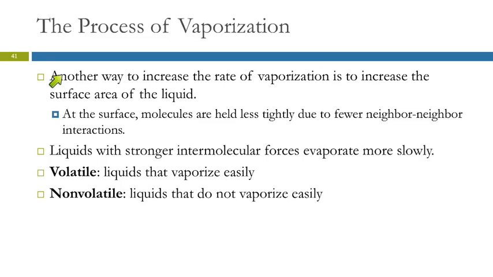Another way to increase the rate of vaporization, besides increasing the temperature, is to increase the surface area. At the surface, the molecules are held less tightly. And also, in order to escape, a molecule has to get to the surface. So if you make the surface bigger, you have more opportunities for molecules to escape. If you have two identical cups of water, and you spill one on the floor and you leave one on the counter, which is going to evaporate faster? The one on the floor, right? Because it has more surface area.